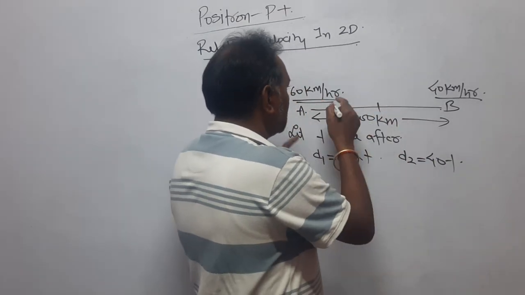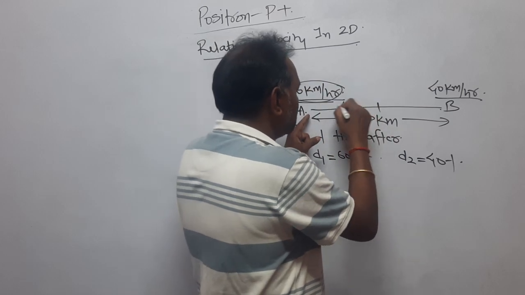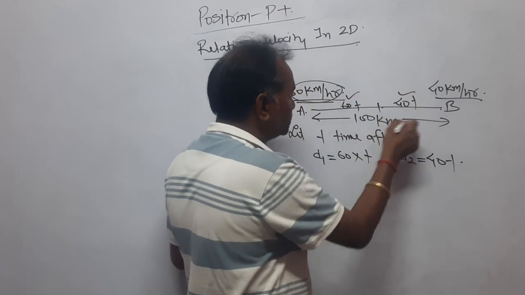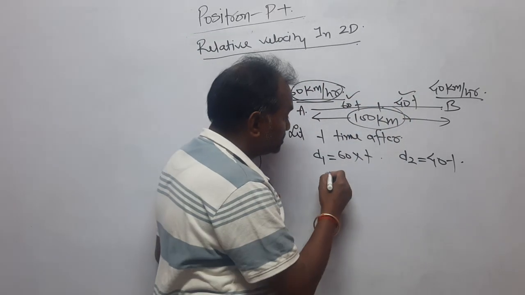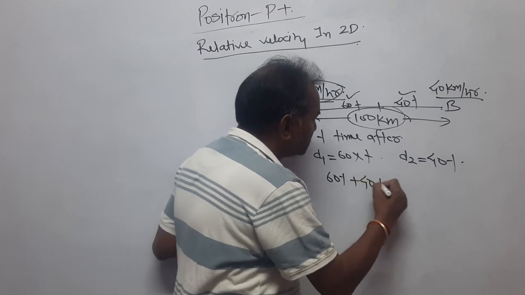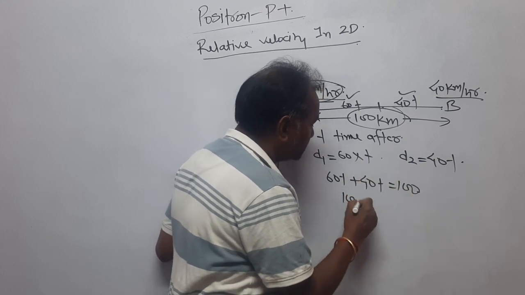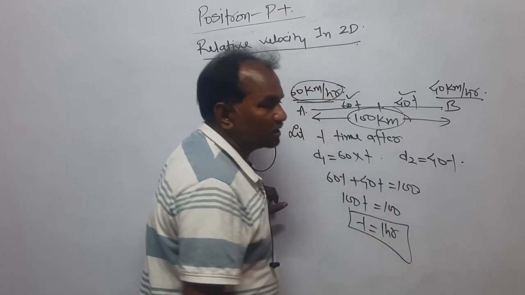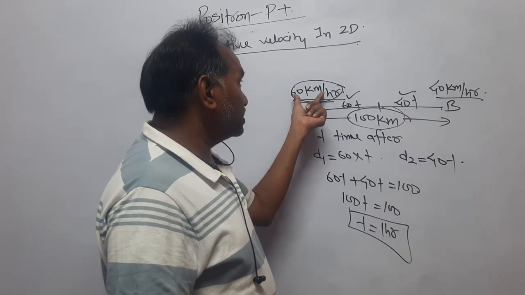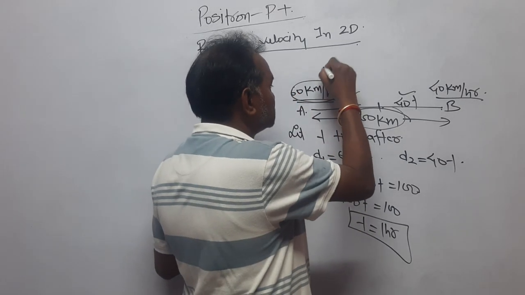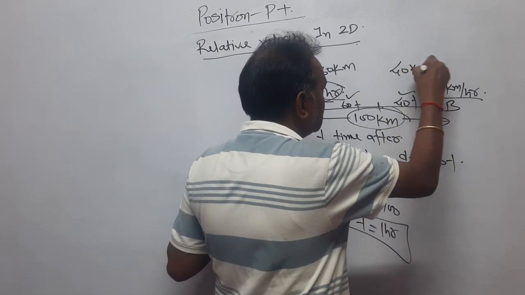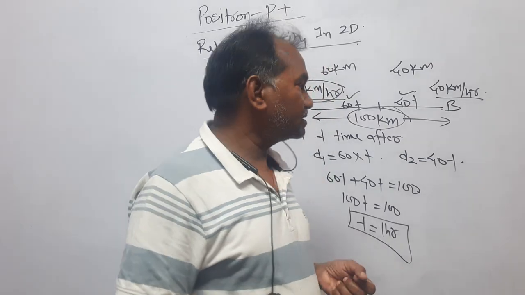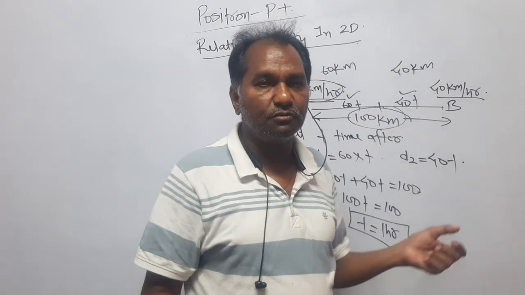So in t time this one will travel 60t distance and the other will travel 40t distance, and when you add these two it will equal 100 kilometers. So 60t plus 40t equals 100, or 100t equals 100, so t equals 1 hour. It means 1 hour after, they will cross each other. In 1 hour this one travels 60 kilometers and the other travels 40 kilometers, and 60 plus 40 equals 100. If you do not apply the concept of relative velocity, you have to follow this same method. There is no other option.